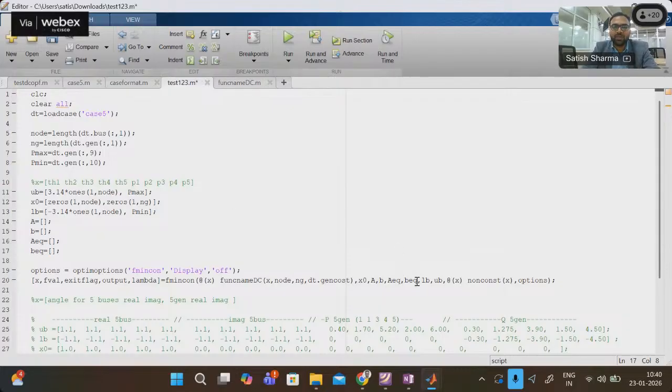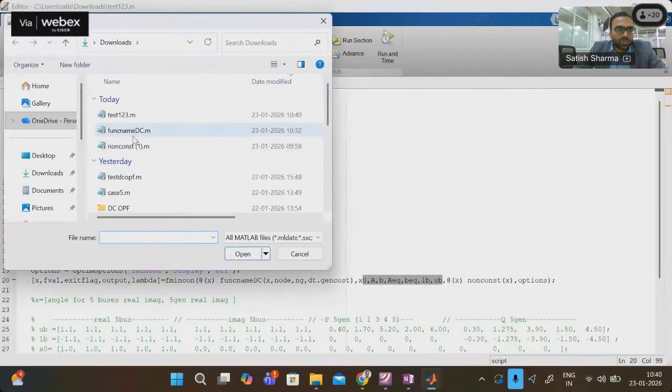So far we have defined up to this entire part. Now I have to define the non-linear constraint. So let me open the non-linear constraint. This is, let's say, for DC. I have used it, and I will try to open this one.